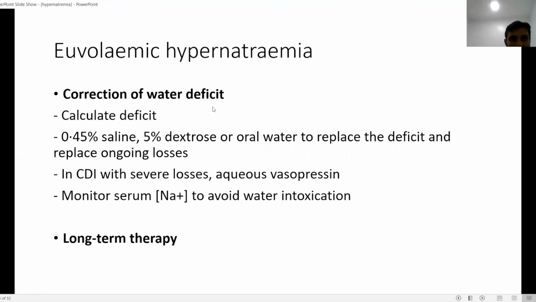is correction of the water deficit. As in other hypernatremias, we have to calculate the free water deficit and replace it by giving 0.45% saline or 5% dextrose or oral water. In central diabetes insipidus with severe losses, aqueous vasopressin can be used, and we have to monitor serum sodium levels to avoid water intoxication. And long-term therapy with desmopressin will also help.